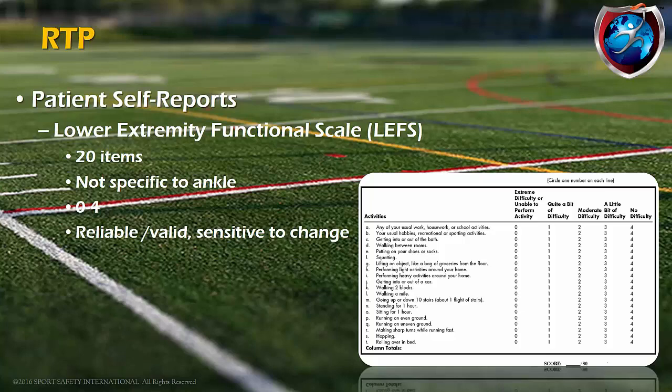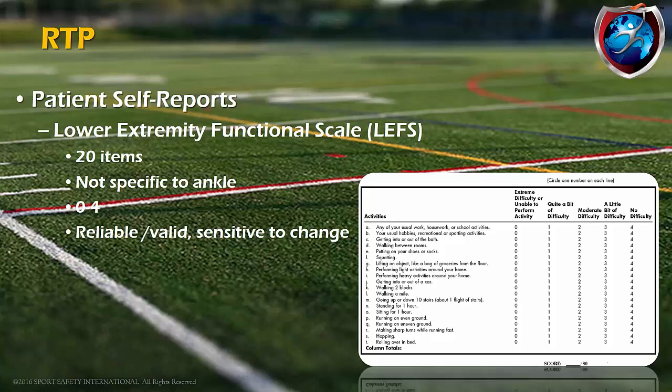The LEFS is a reliable and valid measure that is sensitive to change. Interestingly, this instrument does not ask questions that are specific to the ankle. However, it has been found to accurately report functional limitations in patients with acute inversion ankle sprains, while also being sensitive to change in patients recovering from ankle sprain.